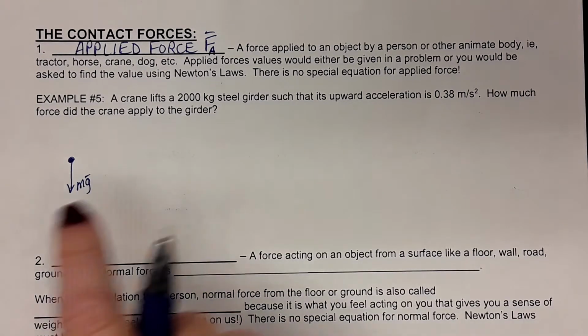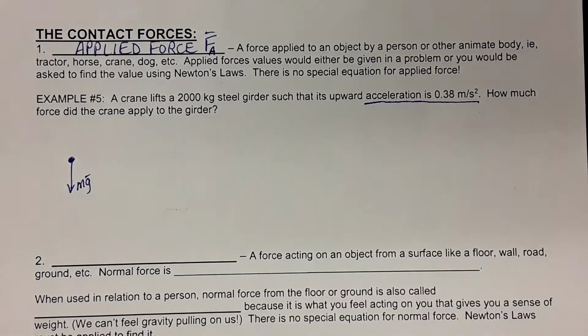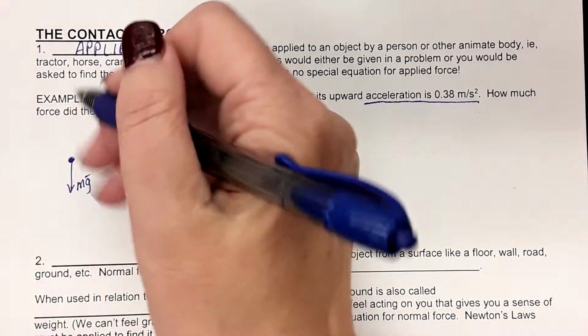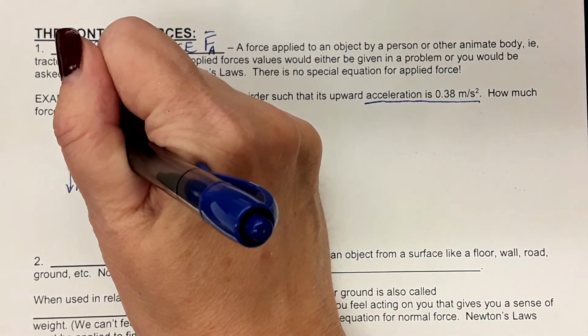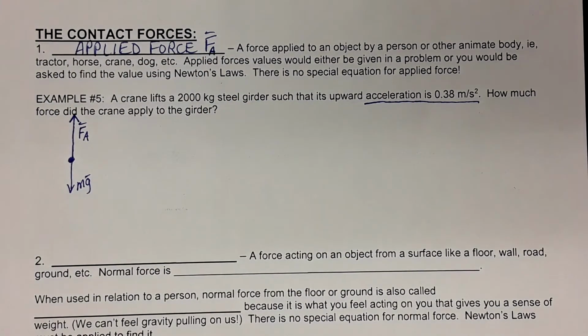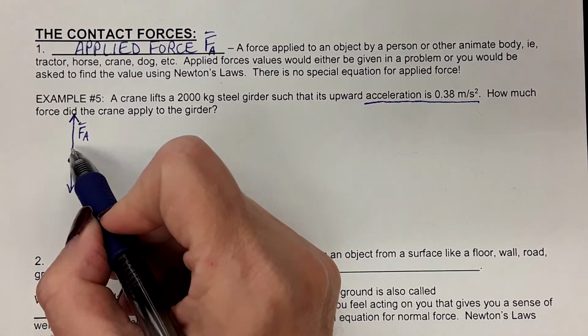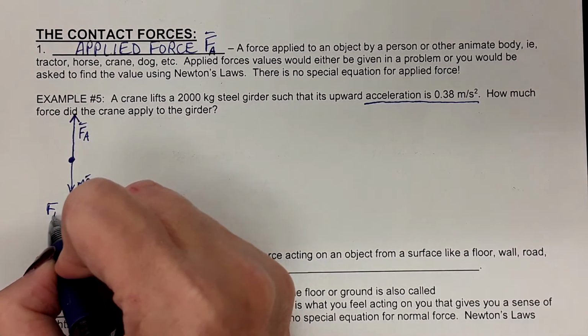But now what we have to remember is this steel girder is accelerating upward, so there must be a net force acting on the mass of the girder to make it accelerate, to change the motion of the girder. So that means for there to be a net force, the upward applied force has to be greater than the weight. That is the only way we can have an upward net force. In other words, the weight will cancel out part of the applied force, but not all of it. So we know this must be true.